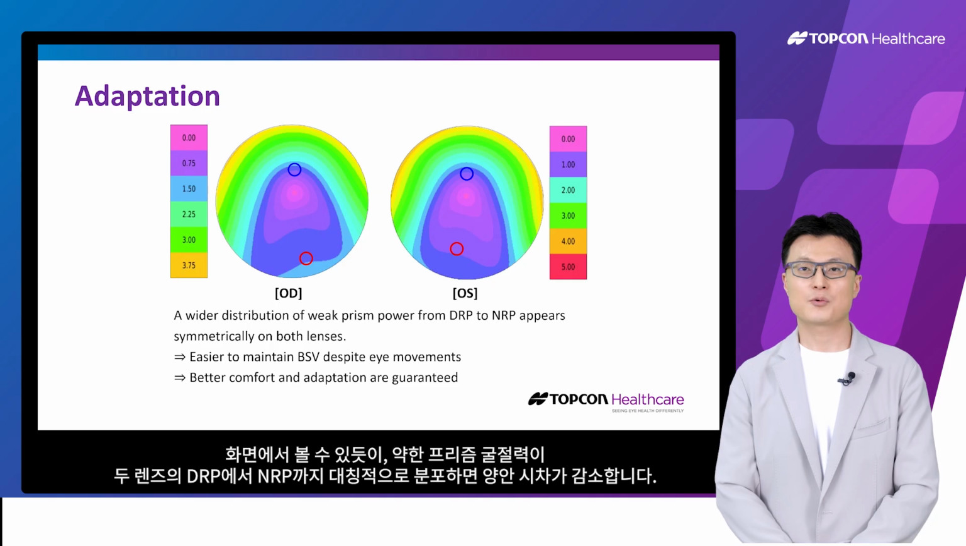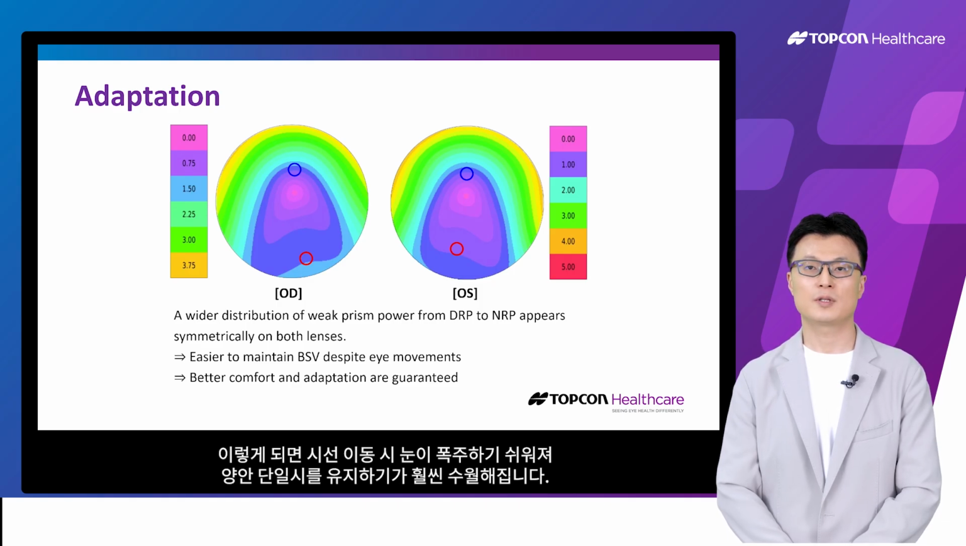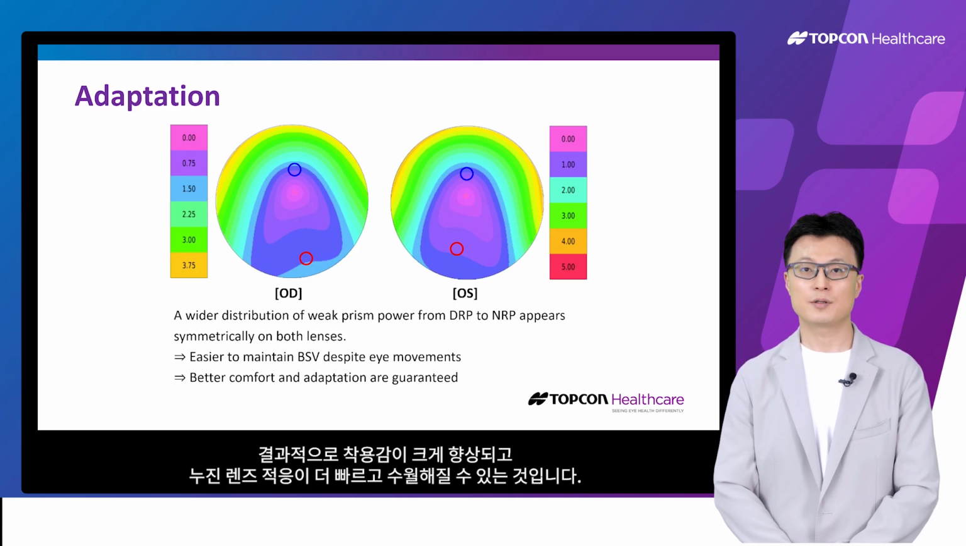As you can see on the screen, when the distribution of weaker prism power is symmetrically spread from the DRP to the NRP across both lenses, the binocular disparity decreases. This makes it easier for the eyes to converge during gaze shifts, which makes it much easier to maintain binocular single vision. As a result, the wearing comfort improves significantly, and adapting to progressive lenses becomes faster and more effortless.